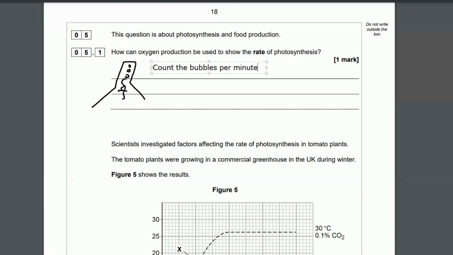Now, do you need to say per minute? No, you do need to mention time. Whenever you see the word rate, make sure you mention time because it's basically speed. So it's something divided by time. So count the bubbles per minute.